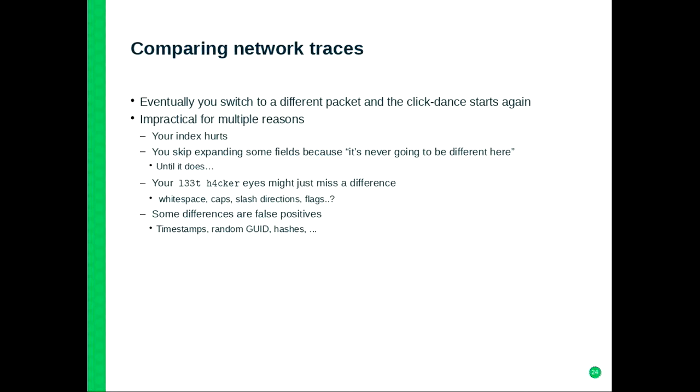You end up expanding a lot of fields, and then you skip some because you think, okay, it's probably not going to be there, until it actually is. And then your elite hacker eyes might miss just a little difference. So like a little white space, an extra white space here, or an uppercase or lowercase here. And when you deal with SMB, you often have slashes and backslashes in both directions. So these are easy to miss. You can have a bit field with different bits set on one trace and not the other. And sometimes you even have different things which you don't actually care about, like timestamps or random GUIDs or hashes, signatures, things like this.